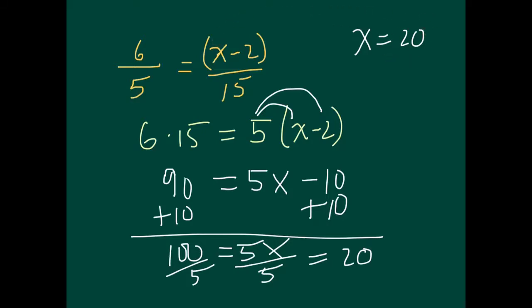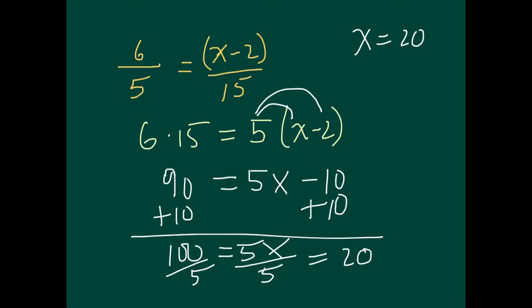Here's 20. So on your calculator, I'm going to ask you to check this right now. Do 20 minus 2, 18 divided by 15. 6 divided by 5 is 1 1/5, so that's 1.2. So you want to check to see that 18 divided by 15 is equal to 1.2. Go ahead.